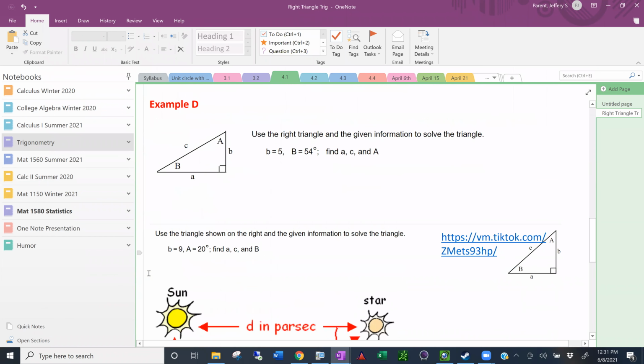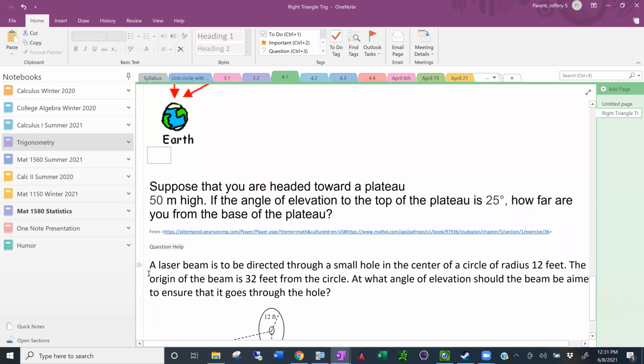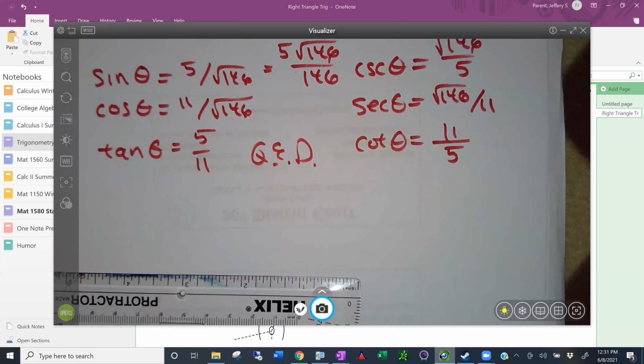Let's go down to this one, and let me just draw this one for you just to get it set up. So suppose you were headed towards a plateau 50 meters high. If the angle of elevation to the top of the plateau is 25 degrees, how far are you from the base of the plateau? Mostly I just want to help you visualize this so you can get the setup correct.